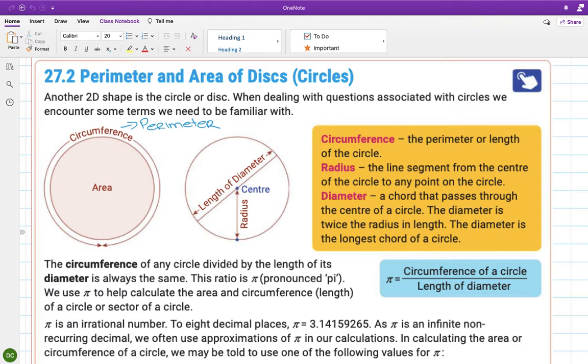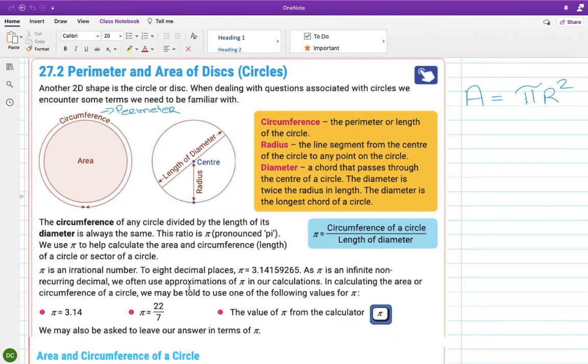Okay? The two formulas, and these are in the table book. So the area of a circle is pi r squared. And the circumference, which is the perimeter, is 2 pi r. R in both of them stands for the radius. Okay, and you can see the radius here in the picture. So the radius is a line that goes from the center out to the circumference of the circle.